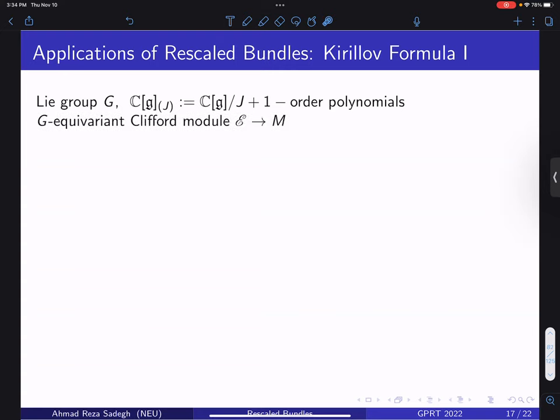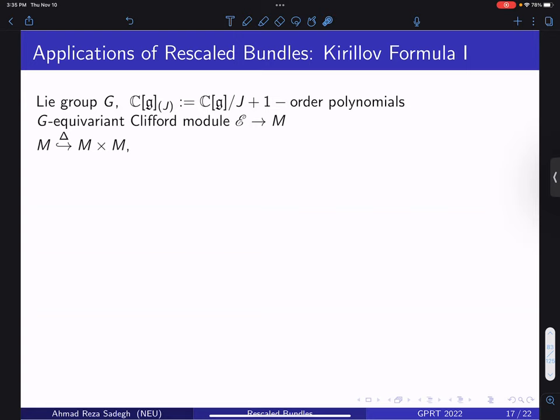And if you define this quotient, we are going to use it later. This is a base; that quotient, I also have to mention, is filtered by the polynomial degree, of course. And further, assume you have a G-equivariant Clifford module. If you don't know what a Clifford module is, just take the case of spinors.